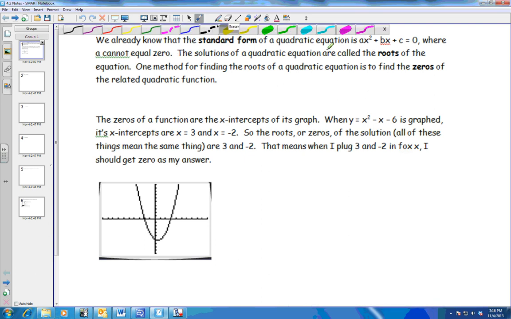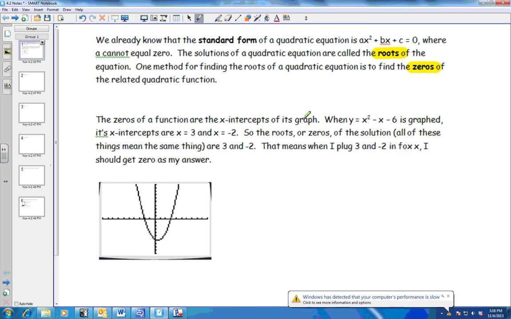The solutions of a quadratic equation are called the roots of the equation. One method for finding the roots of an equation is to find the zeros of the related quadratic function. So anytime I'm solving a quadratic equation, our answers are called the roots of that equation, and they're also called the zeros of the related quadratic function. The zeros of a function are the x-intercepts of its graph.